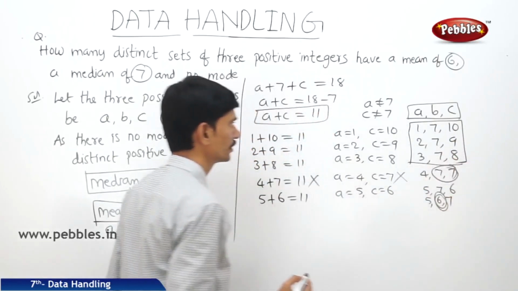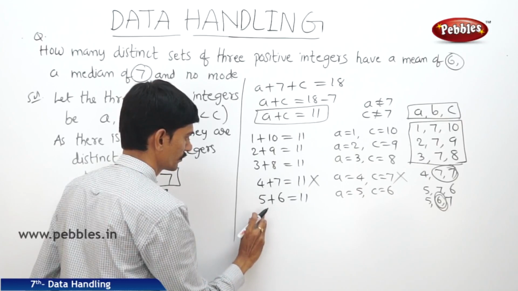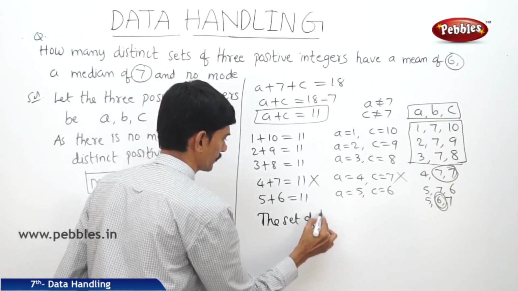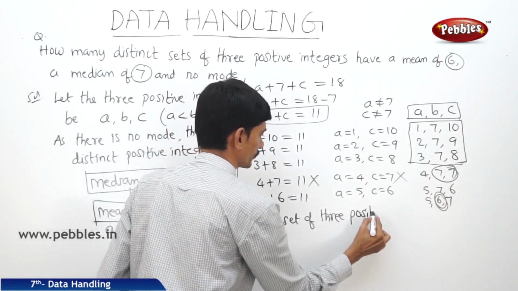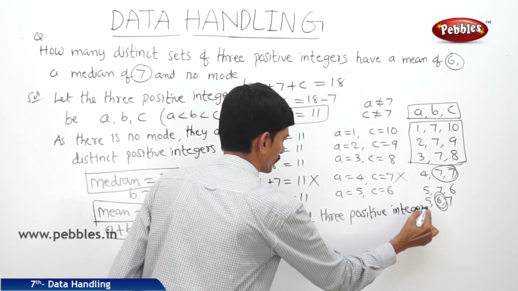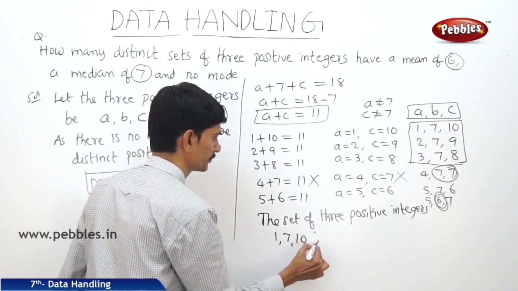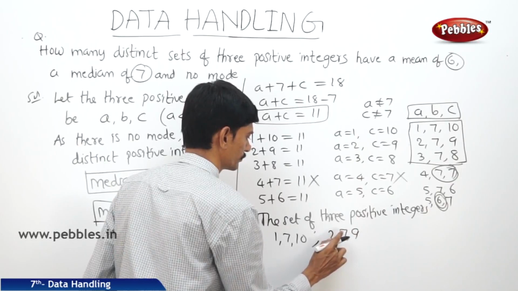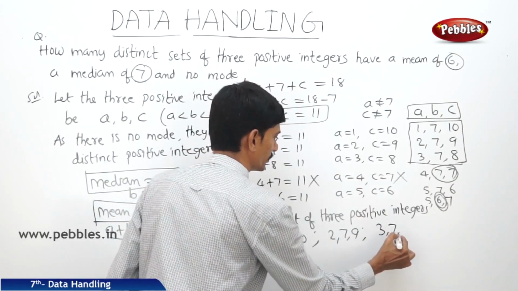So the sets of three positive integers are 1, 7, 10; 2, 7, 9; and 3, 7, 8.